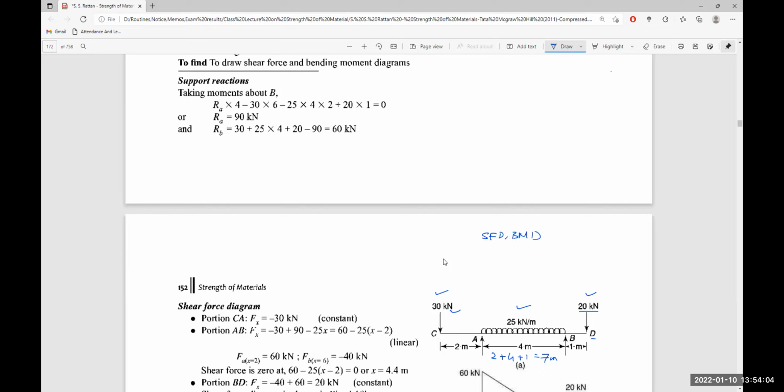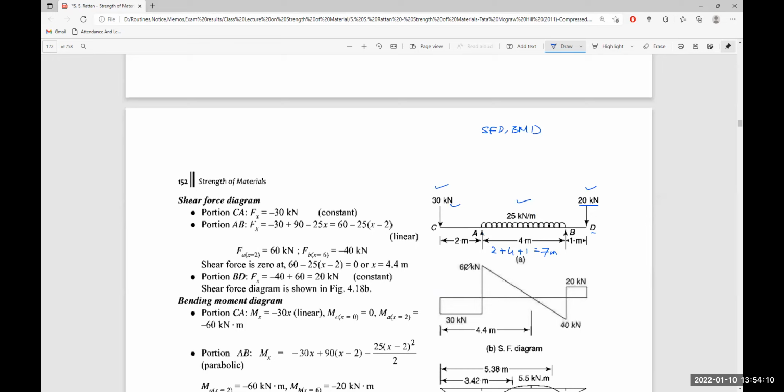We have already done the shear forces. Let me mention the sign convention again. If we take a section somewhere here, and if the resultant force is acting upward, then shear force will be positive. But here there is only one force acting, and it is acting downward, that is 30 kilonewton. So shear force will be 30 kilonewton, but negative in nature.